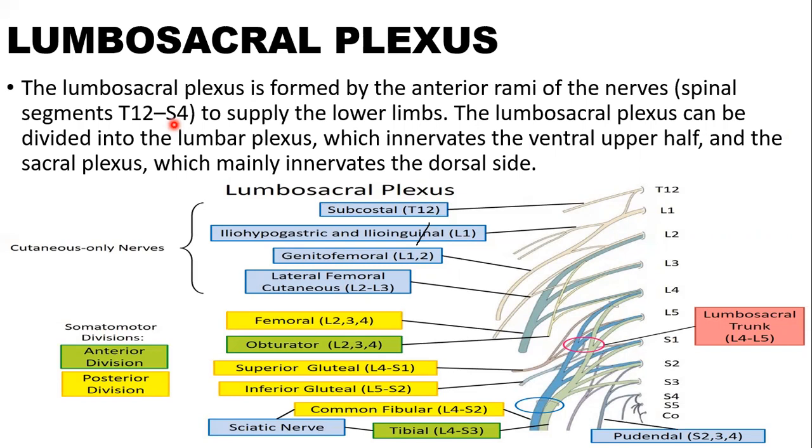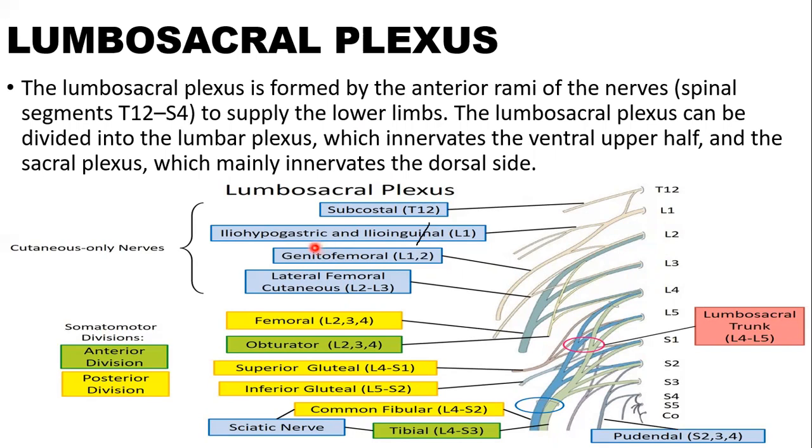You have the lumbar plexus, which is the upper part, and you have the sacral plexus, which is the lower part. Basically, the lumbar plexus is going to supply the ventral upper half. Then the sacral plexus mainly innervates the dorsal side of the lower limb. So when it comes to the lumbosacral plexus, you have a lot of nerves.